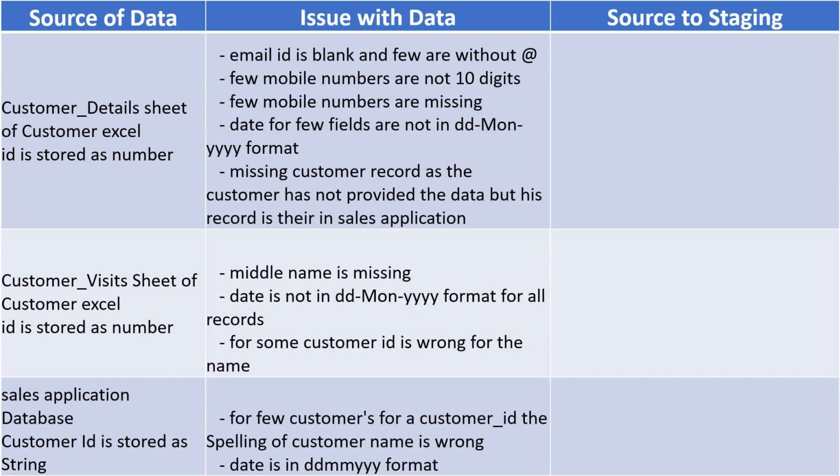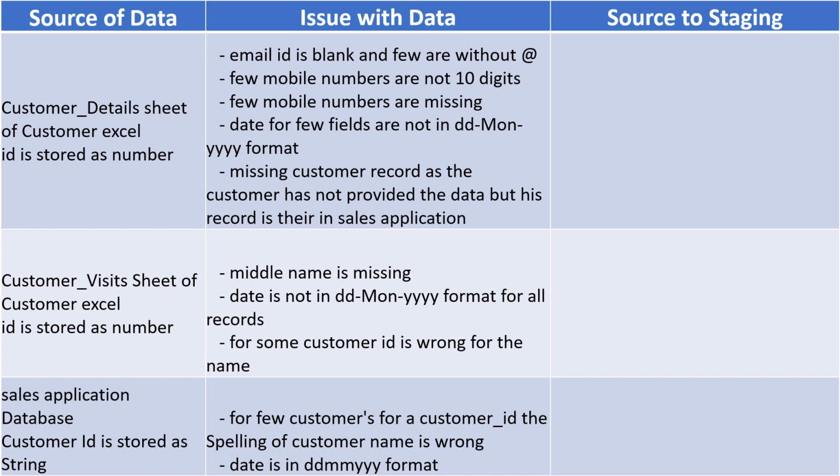Now, the issues with the data: email ID is blank, and a few are without the at the rate symbol. Few mobile numbers are not 10 digits. Few mobile numbers are missing. Dates for a few fields are not in DD Mon YY format. There are missing customer records, as the customer has not provided the data, but his record is there in the sales application.